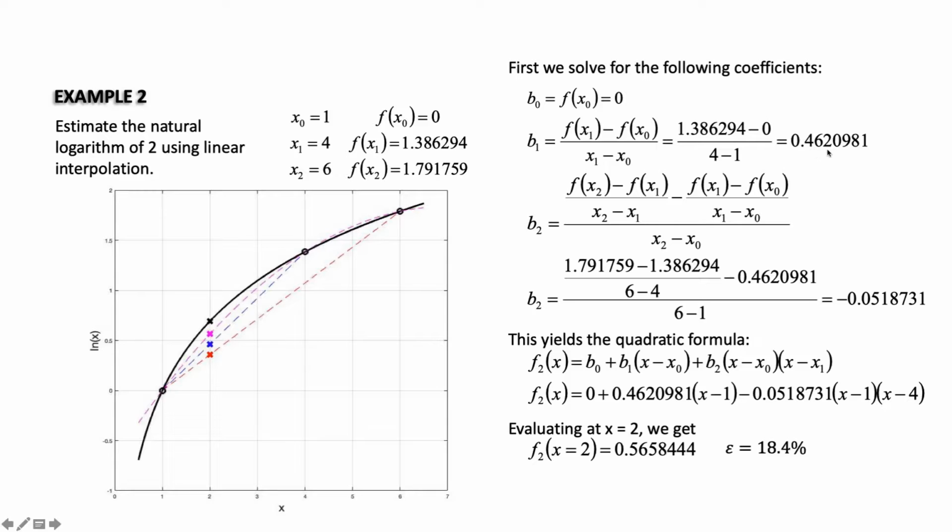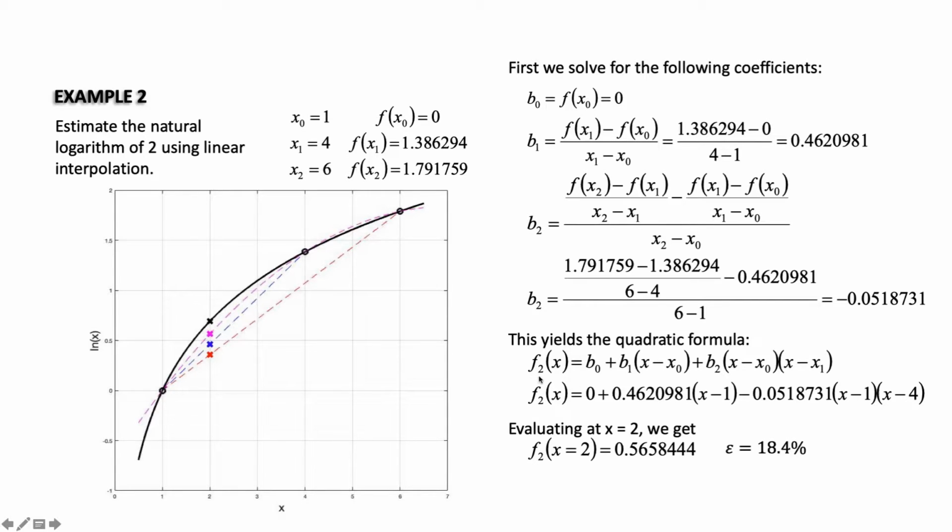So we have 0.4620981 as b1. For b2, we have f of x2 minus f of x1 all over x2 minus x1, minus f of x1 minus f of x0 over x1 minus x0, all over x2 minus x0. We have all of these values here, and we substitute them here, and we get as final result for b2 equals 0.05187131.